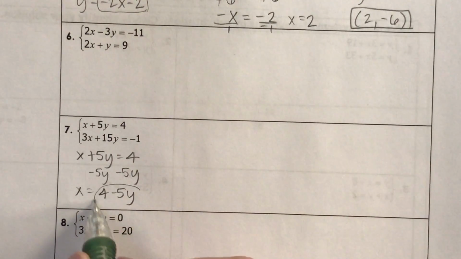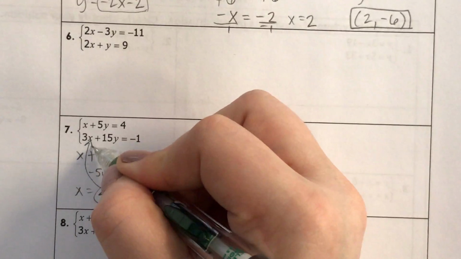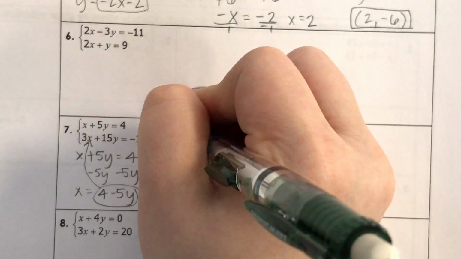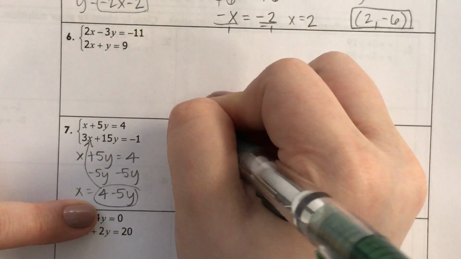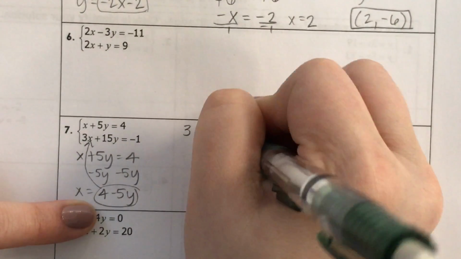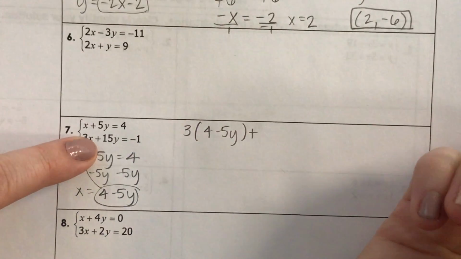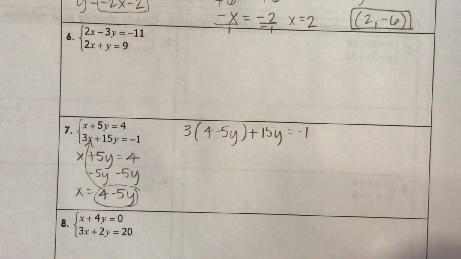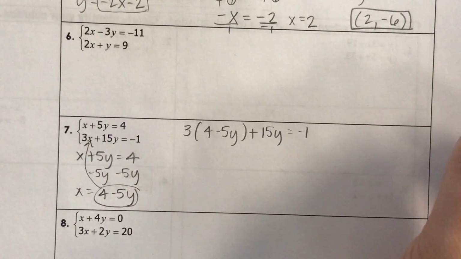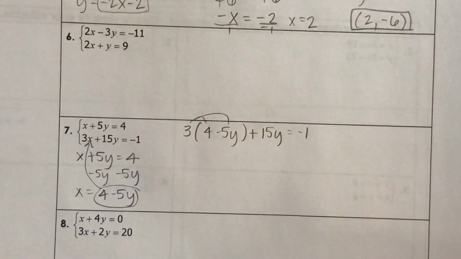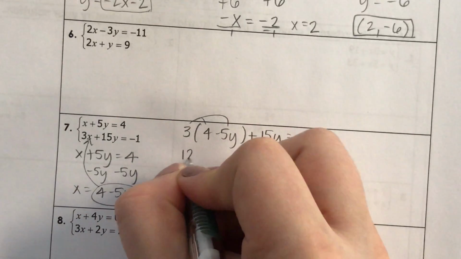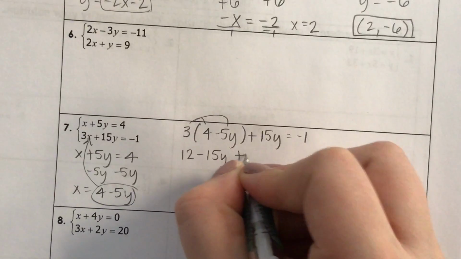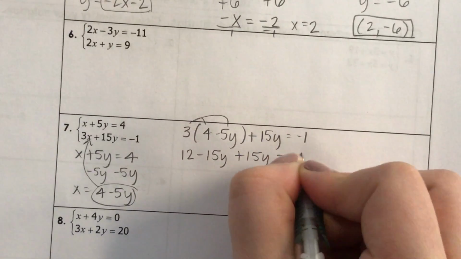So I'm going to take this and replace that x with that. Okay? So 3 times 4 minus 5y plus 15y equals -1. Okay? Distribute. 3 times 4 is 12. 3 times -5y is -15y plus 15y equals -1.